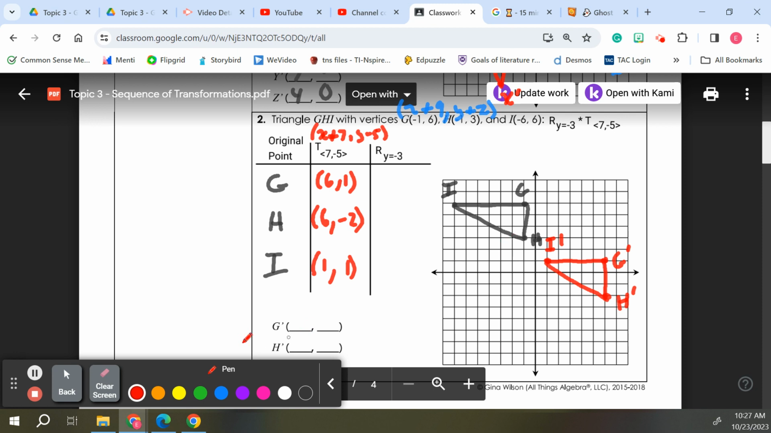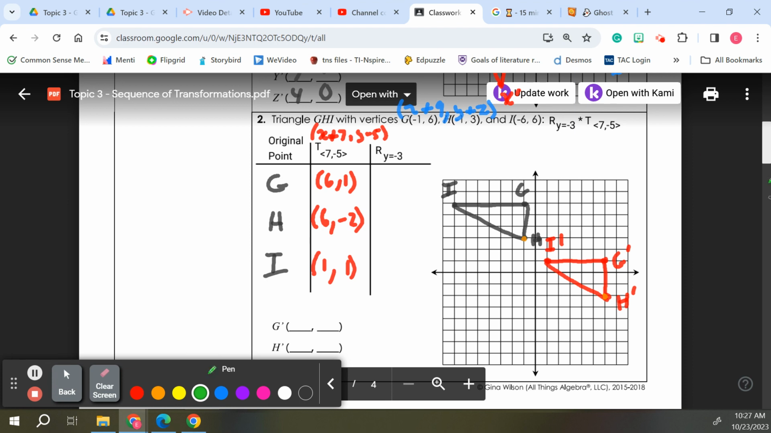And again, I can always check this out, right? So I'm going to just pick a point and I'm going to go 7 positive and down 5 and see if I get the same thing. So I'm just going to work with H here. So I can count 1, 2, 3, 4, 5, 6, 7. So far so good. And then down 1, 2, 3, 4, 5. So I know that worked.